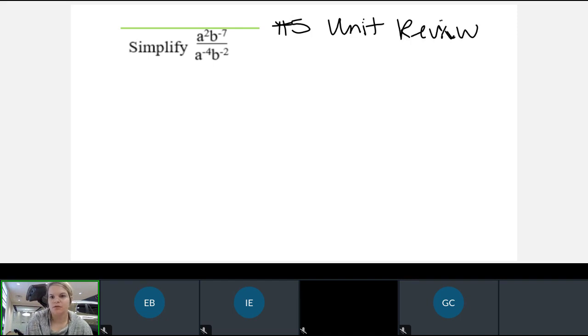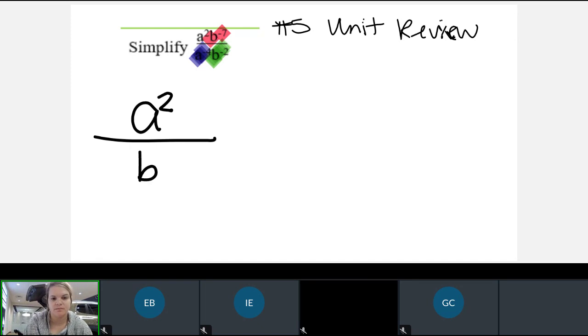All right, so the first thing we want to do here is get rid of these negative exponents. I'm going to highlight them. Remember, to get rid of negative exponents, we just move them either from the top to the bottom or bottom to top. So a squared is going to stay the same because that was positive. So a squared. Now b to the 7th is going to move to the bottom. A to the negative 4th is going to come up top, and it's going to be multiplied. And b squared.